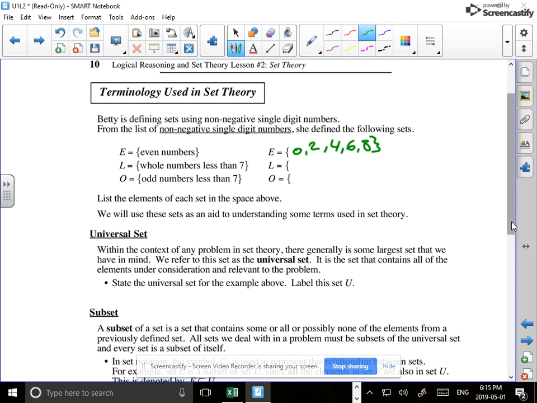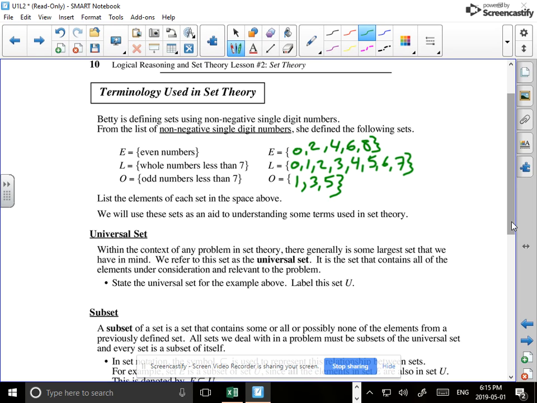The second set here is going to be L is equal to, because we're doing less than 7, 0, 1, 2, 3, 4, 5, 6. And then this last one here is going to be odd numbers less than 7. So we're no longer having 0. We just have 1, 3, and 5. Note that our 7 is not included in that. So list the elements, and we're going to use these to understand some of the terms in set theory.